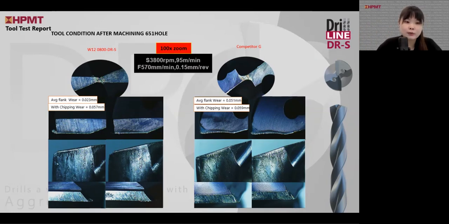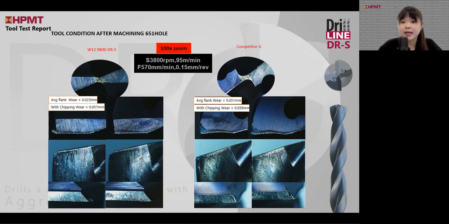In terms of the tool wear, our cutting tool, the DRS 12, has an average flank wear of around 0.023 mm, which is actually almost half of competitor G's. When we include the tipping wear in our consideration, the average wear is around 0.057 for our W12 and 0.059 for competitor G. So we are more or less the same.